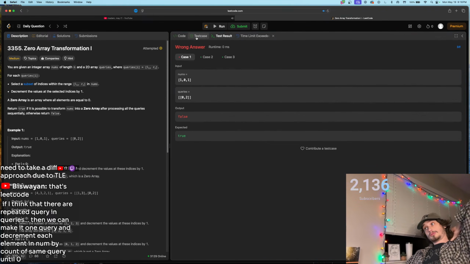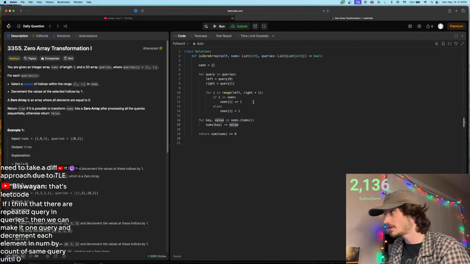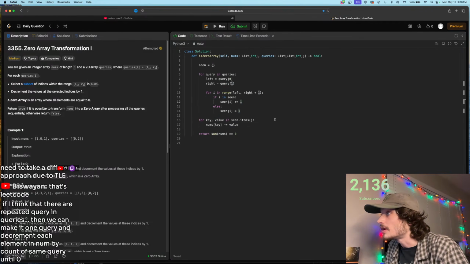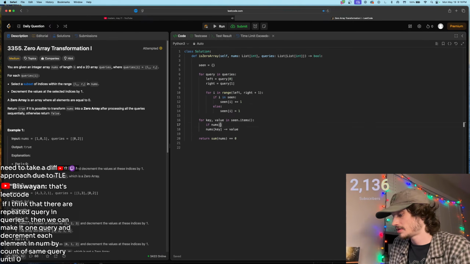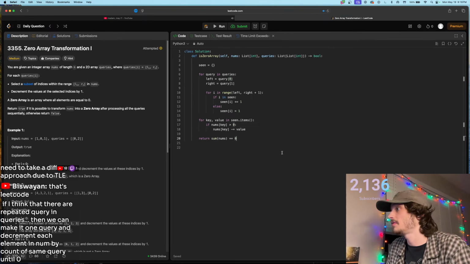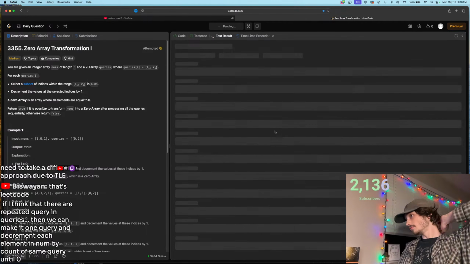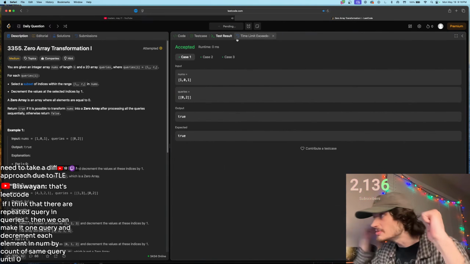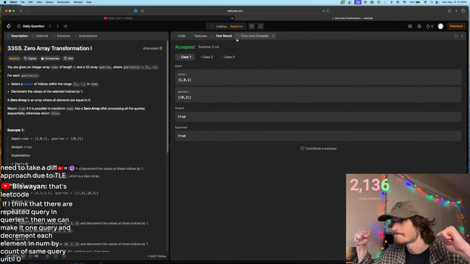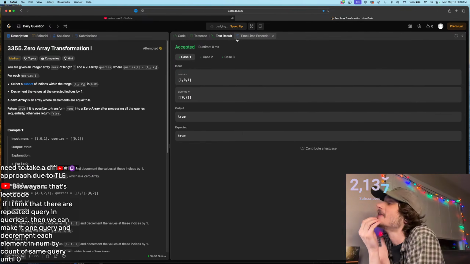Oh, so we need that check on the 0. So if nums index key is greater than 0, nums index key less than or equal to value. Come on, show me the money. Come on. It's too slow. No.